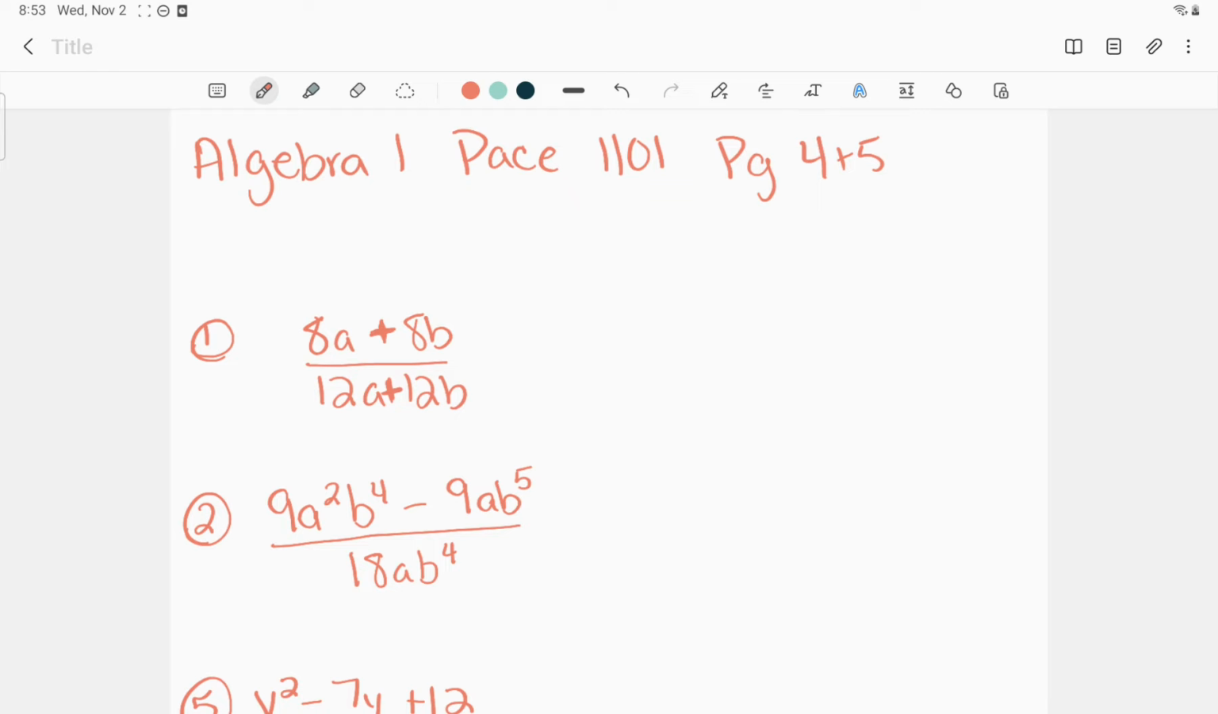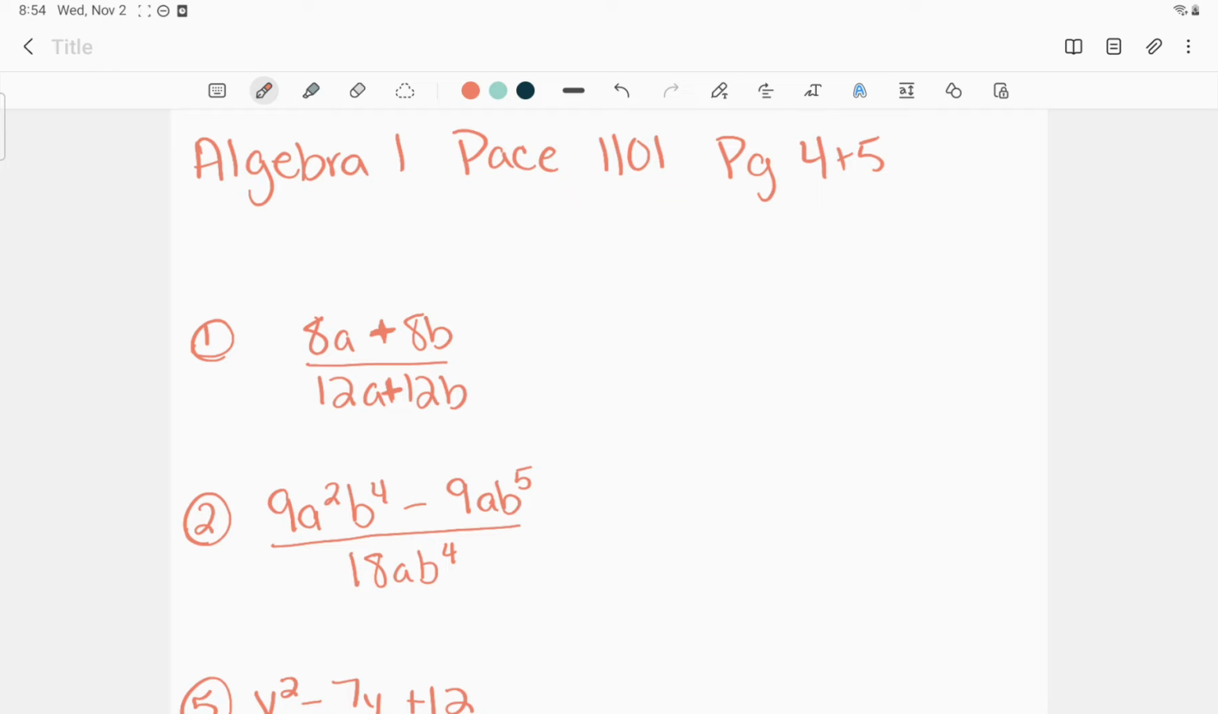Okay, so number 4 on page 2 becomes 4 over 7, because 6 goes into both 24 and 42. 24 divided by 6 is 4, and 42 divided by 6 is 7. We're not going to go over that. You could do that page on your own. Page 3 is the same way. You're just reducing to lowest terms.